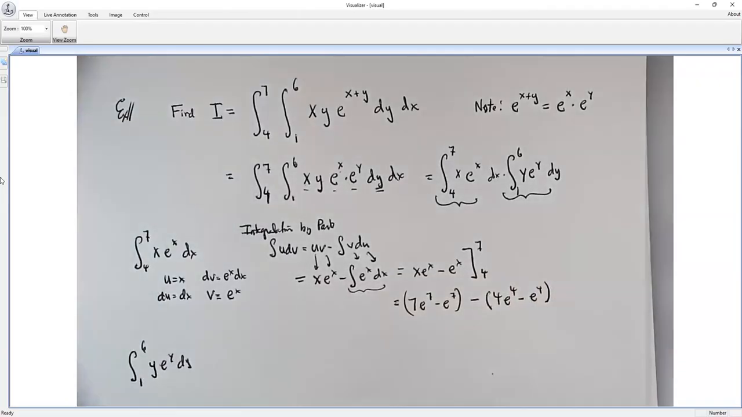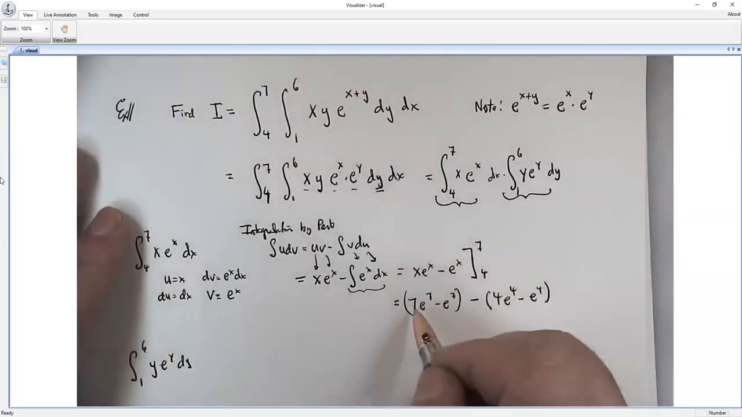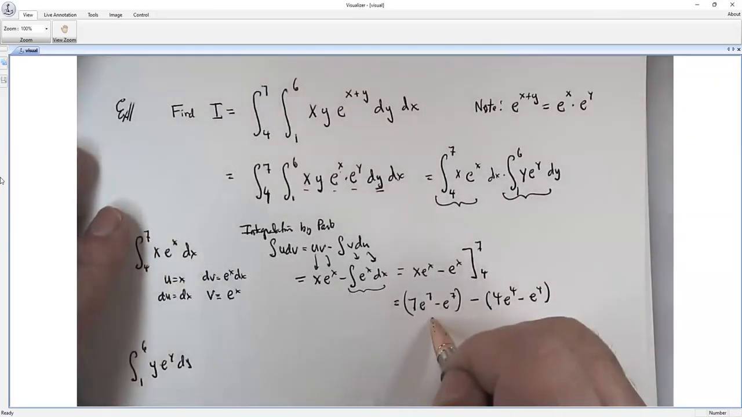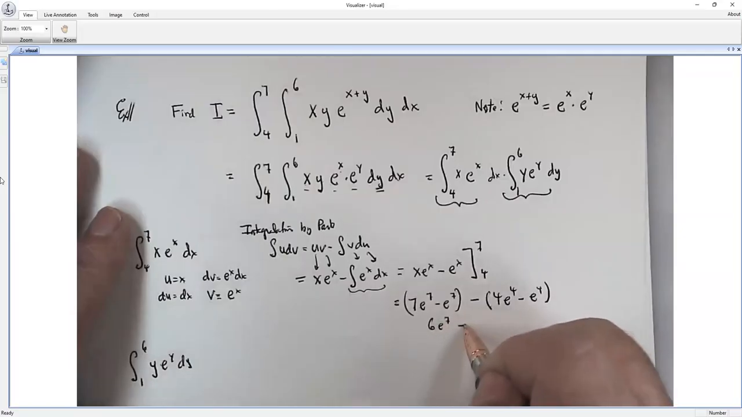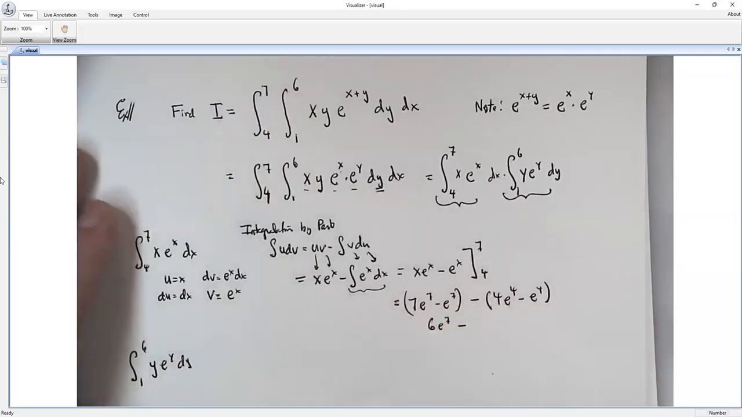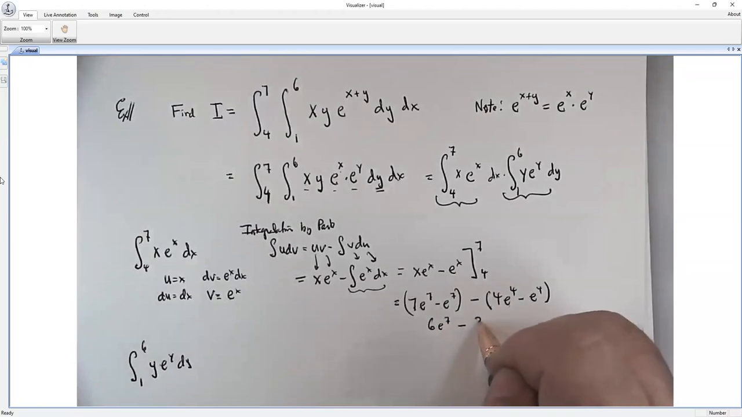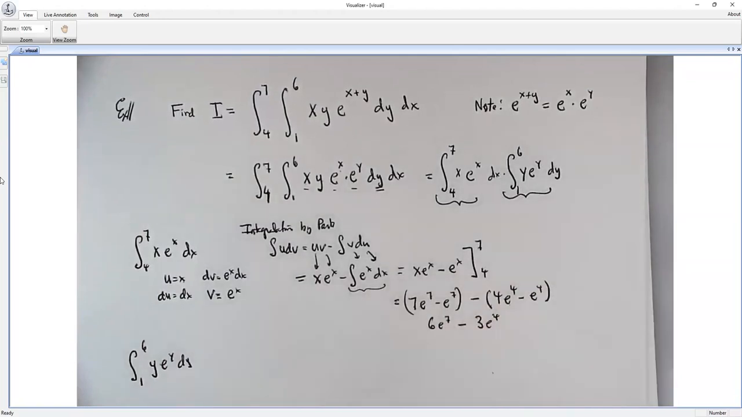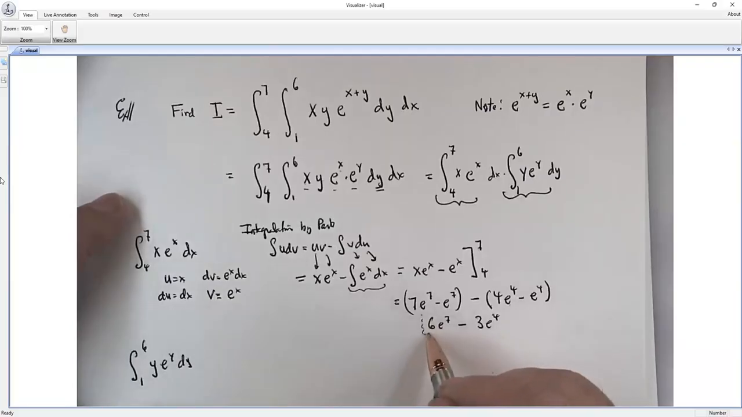Let's clean that up. What is 7 e to the 7th minus e to the 7th? Outstanding, 6 e to the 7th. They're both e to the 7th, just add the coefficients. 7 minus 1 is 6. 6 e to the 7th minus, what's 4 e to the 4th minus e to the 4th? 3 e to the 4th. I'm sorry, it doesn't get much better than that. There it is. Okay, so there's one answer. I'll just dot it right here real quick.